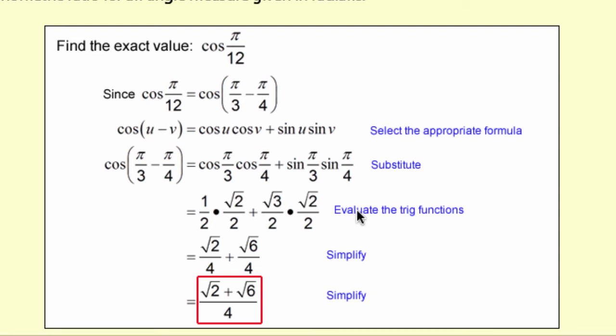The most confusing point here is this is not a distributive property situation. Cosine of pi over 12 is not equal to cosine pi over 3 minus cosine pi over 4. You need to apply the sum and difference patterns here to do that.